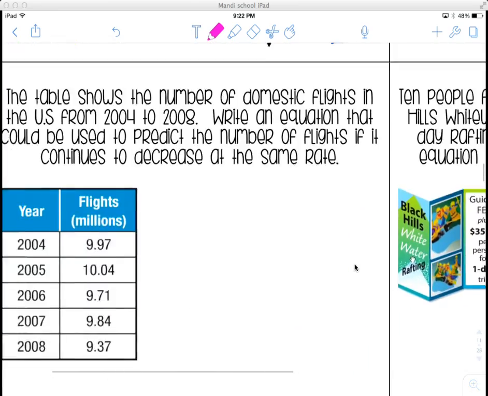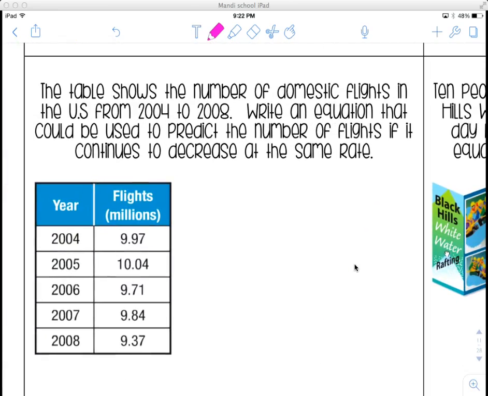Okay, so here's a word problem. It says the table shows the number of domestic flights in the U.S. from 2004 to 2008. Write an equation that could be used to predict the number of flights if it continues to decrease at the same rate. So this is just like the tables that we set up before. We can do the change in y over the change in x to get our slope. We also have to find our y-intercept.